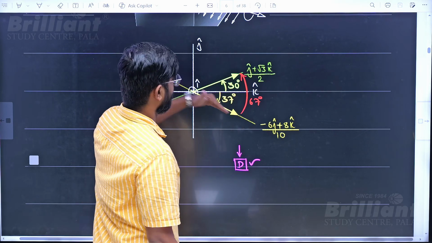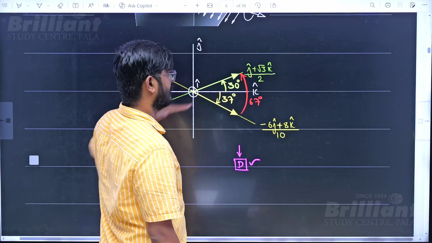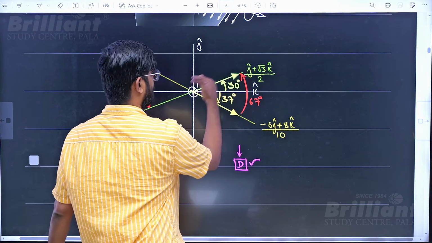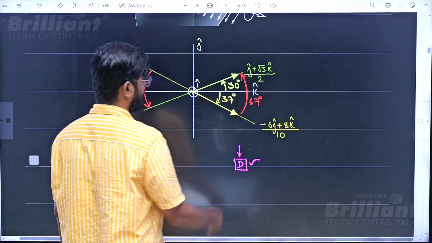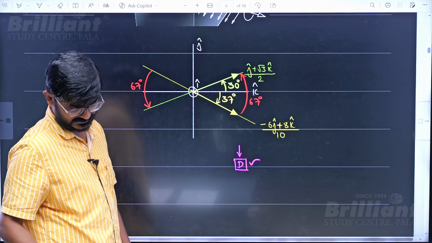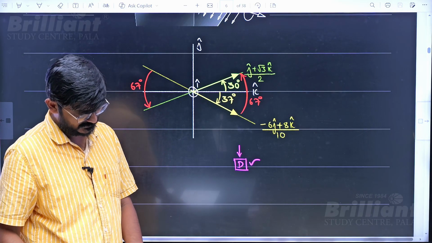So initially the electric field is oscillating this way in this line. Later on it is oscillating this way. You can see here it has rotated counterclockwise. You can see here also it has rotated counterclockwise. By how much angle? 67 degrees. So it is going to be L rotatory and rotated by 67 degrees.